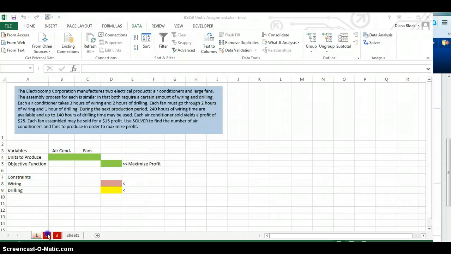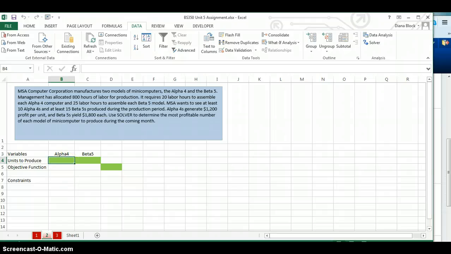So then you move on to the second problem, which is very similar. You're going to use Solver again, and it tells you your profit per unit for this alpha 4 product and this beta 5 product. So again, you're going to fill in the formula for profit, which is the profit per unit times the number of units. There's one constraint in this problem, which is labor. And so you're told how much labor it requires for this product, how much labor is required for this product. So then you're going to sum all your labor. And so this formula is going to be the number of hours per product times the number of products. That's how you're going to get your labor sum.